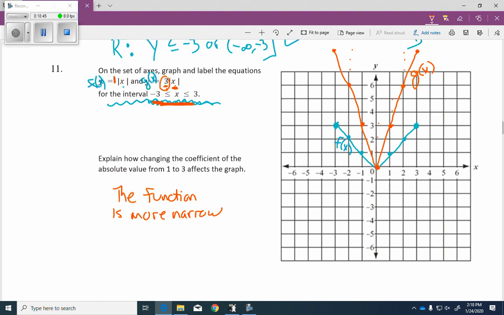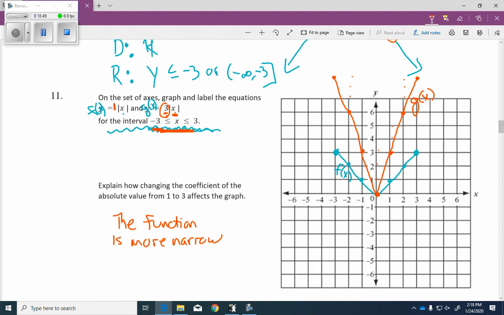I just want to continue with this question even though it doesn't ask. If they asked me for the domain of this function, the domain would have to be from -3 to 3 because that's all they told me to graph it over. While the range is all y values greater than or equal to 0 for both of these functions, since their minimum point is at 0, 0.